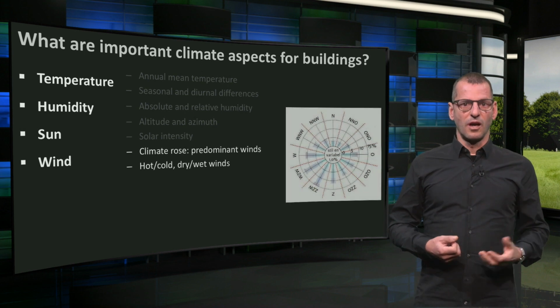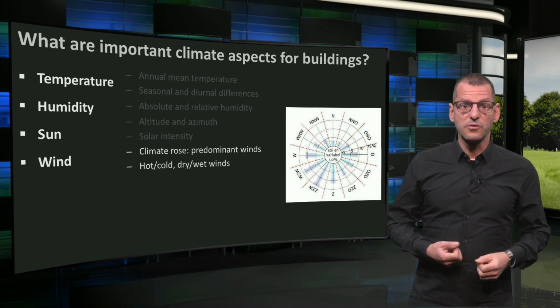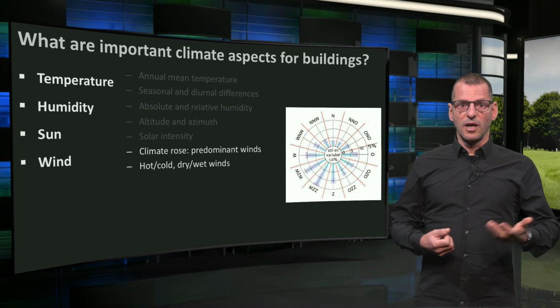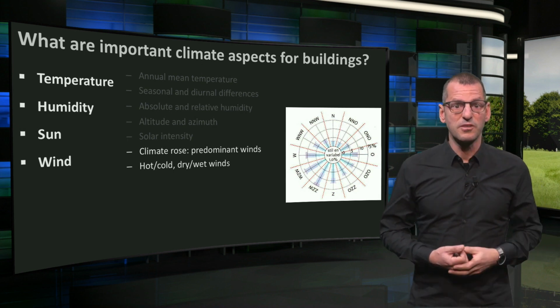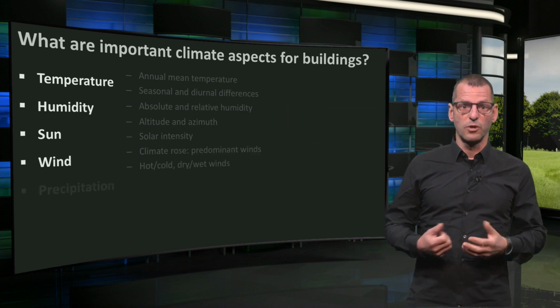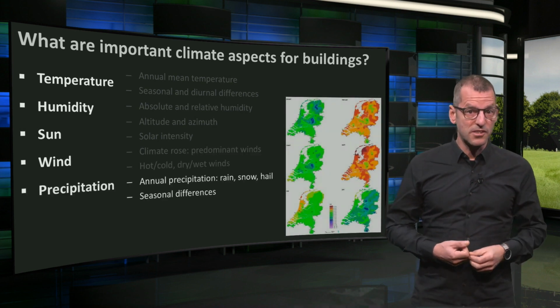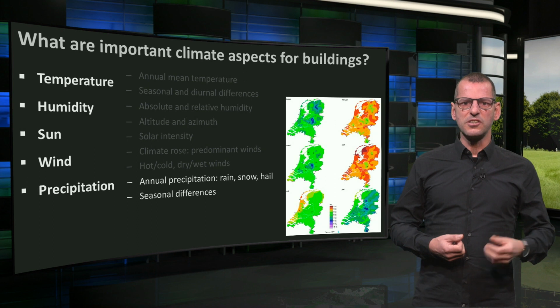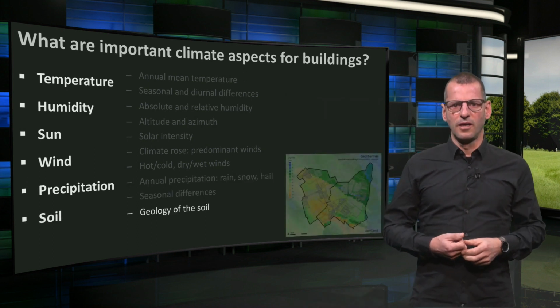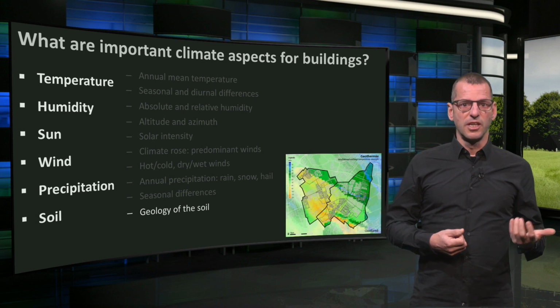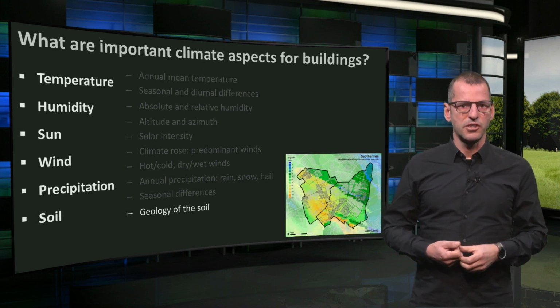Wind. A climate rose tells you the predominant winds, and if you understand the topographical situation, you can tell if these winds are mainly wet or dry, warm or cold. Precipitation. Annual values and seasonal differences are important to know. Soil. The underground and its geology define the options to use soil energy.